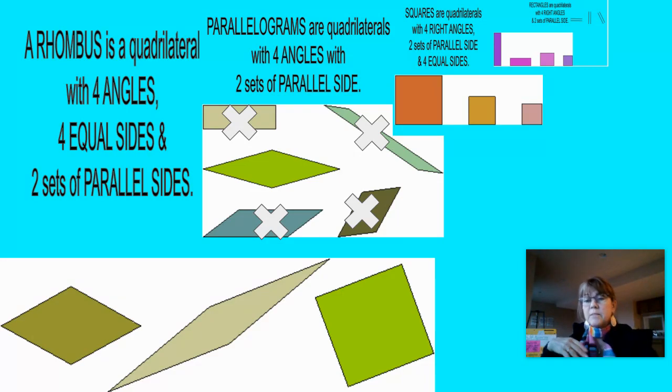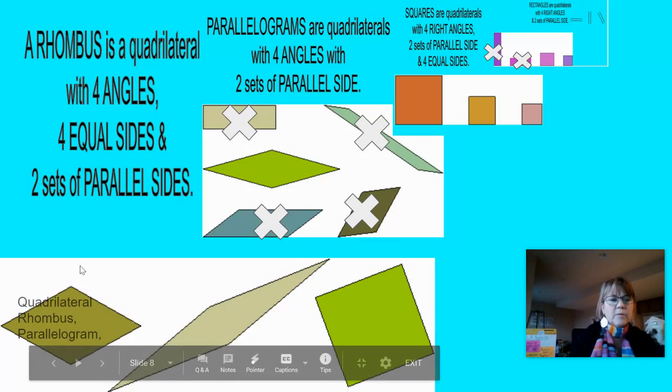Can all rhombuses be a square? No, because they don't all have right angles. And these rectangles up here, this one does not have equal sides, so it can't be a rhombus. And this one does not have equal sides. It's not a rhombus. Let's look and categorize these guys a little bit more.